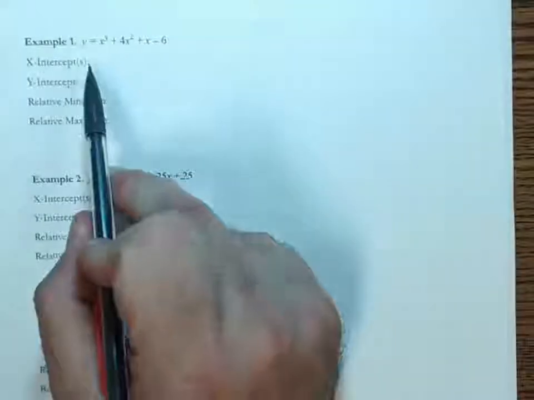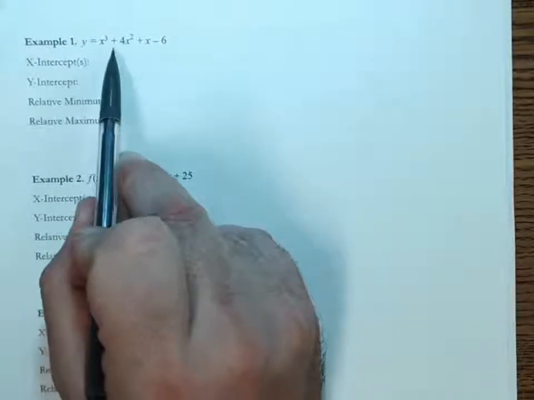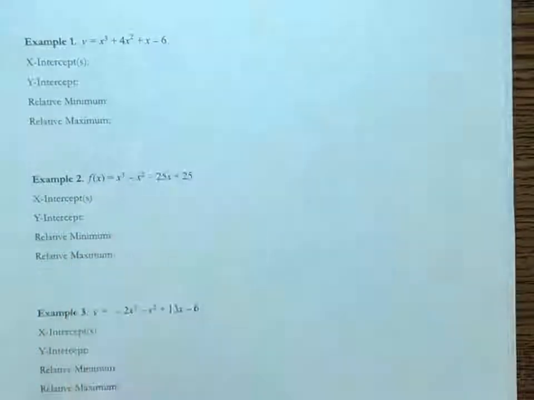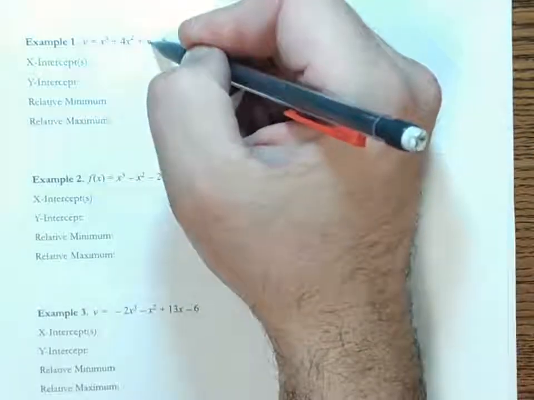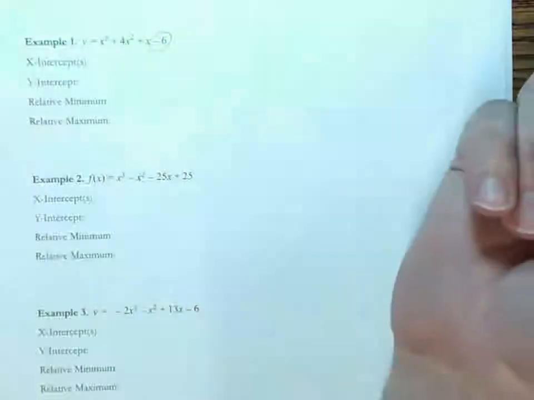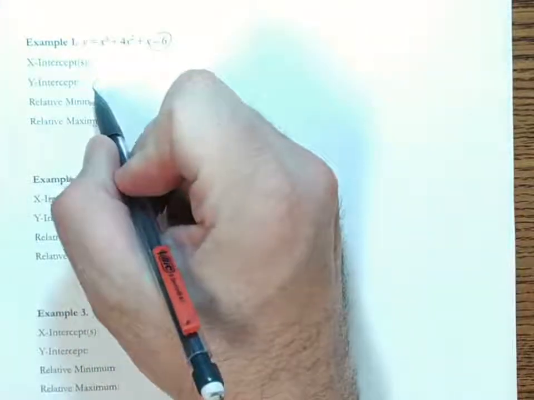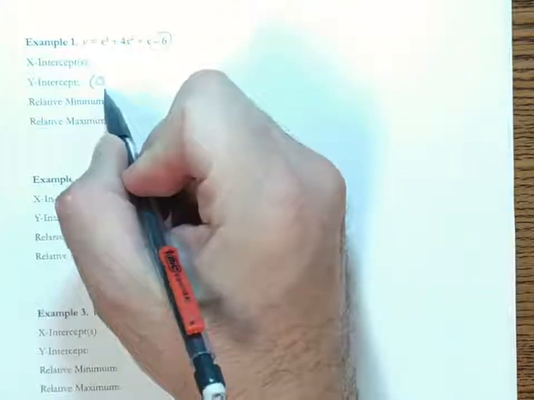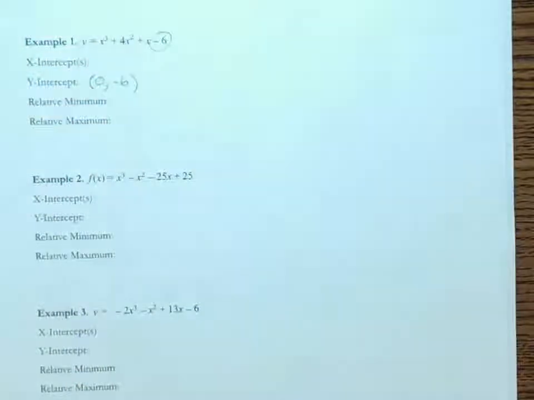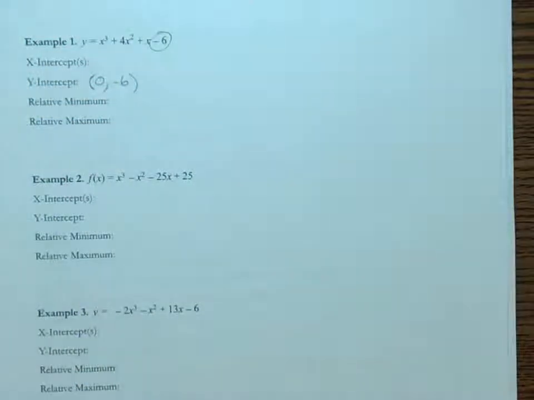So example 1 here, we have y equals x cubed plus 4x squared plus x minus 6. Now, before I do anything, if you'll remember, back in the intercepts, I said the y-intercept was always the d value or the constant of the standard form equation. So before I do anything, I can already fill in that the y-intercept is (0, -6). And that leaves me with just 3 things to fill in.